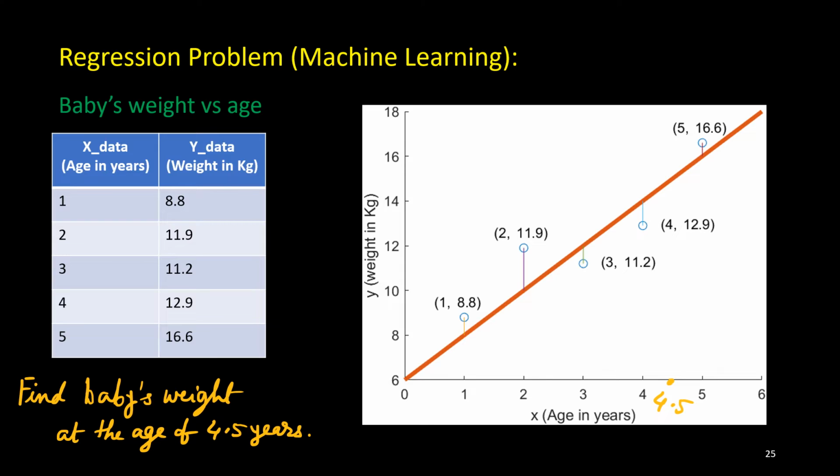Now we'll try to understand what we can conclude from this linear regression problem. Suppose the problem is to find the baby's weight at the age of 4.5 years. But in this data set, 4.5 is not mentioned. At the age of 4 years, it is 12.9. At the age of 5 years, it is 16.6. But at the age of 4.5, that value is not given. So we can expect that the value will be in between 12.9 and 16.6. If we can have some kind of linear relation between age and weight, then from that function, if we put x equal to 4.5, we'll get a certain value of y. Means we can interpolate all the intermediate values. So this is the advantage of linear regression.